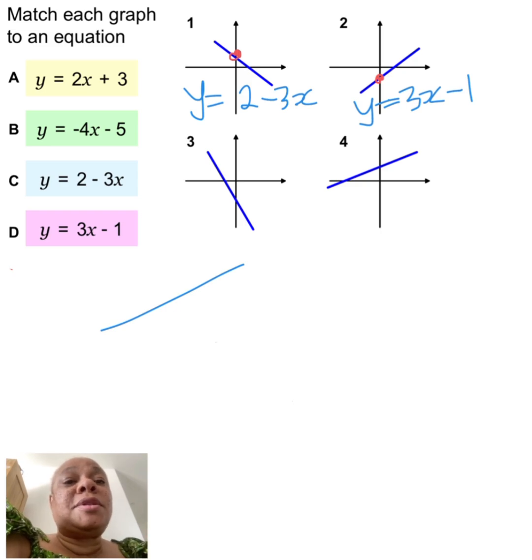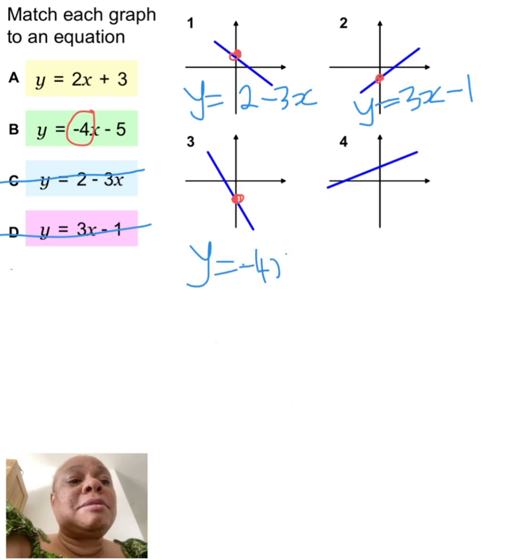So far we've got this one. We've already used up this one, and we've already used up this one. So that leaves us with A and B. Let's look at number 3. Number 3 has a line that's falling from left to right, so that's a negative gradient. So it's got to be this one, negative gradient. Not only that, it's also got a negative y-intercept. So that's going to be y equals minus 4x minus 5.